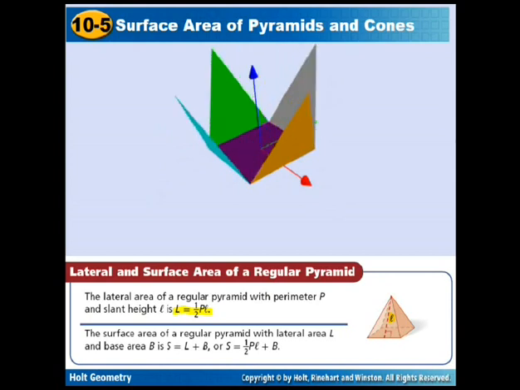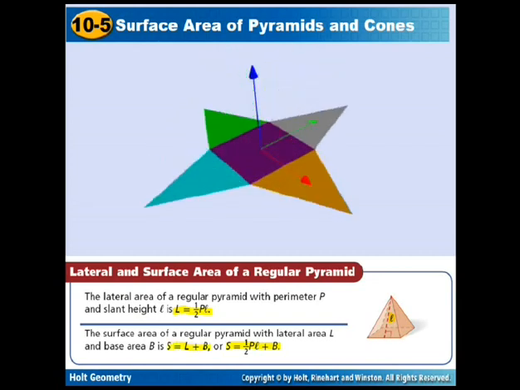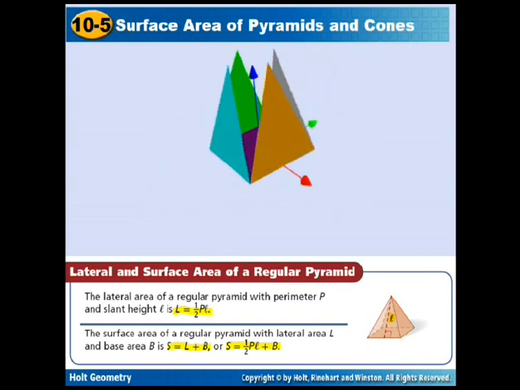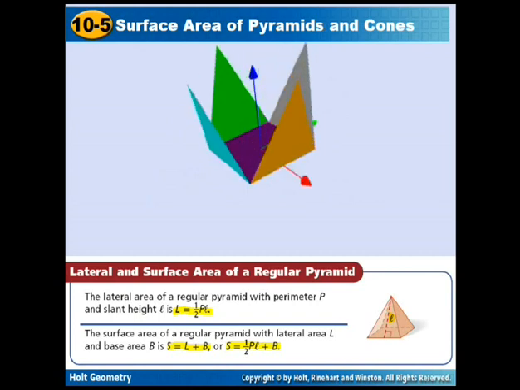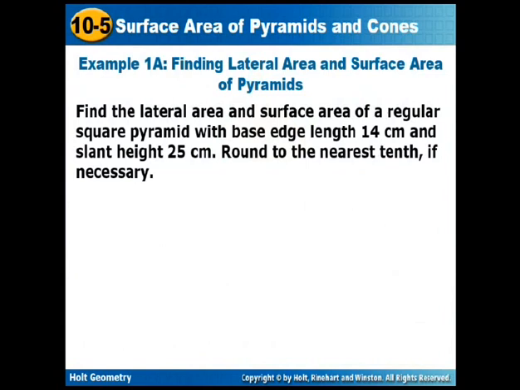The surface area is equal to the lateral area that we found in the previous step plus capital B. Capital B, as we said before, is the base area, the area of the base. Here, since we have one base, we will add one B. In the prism, we added two base areas because we have two bases, but here we will only add one base area. Now let's take the first example.